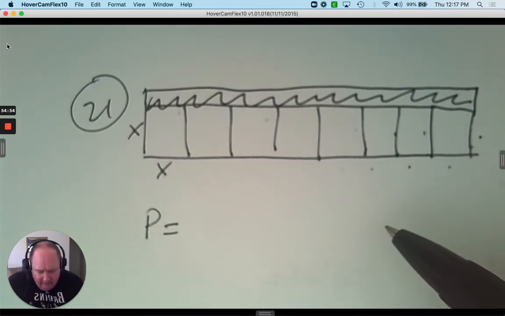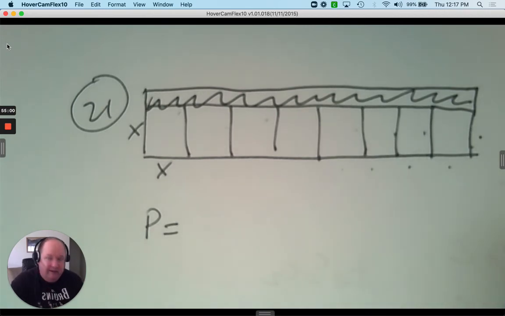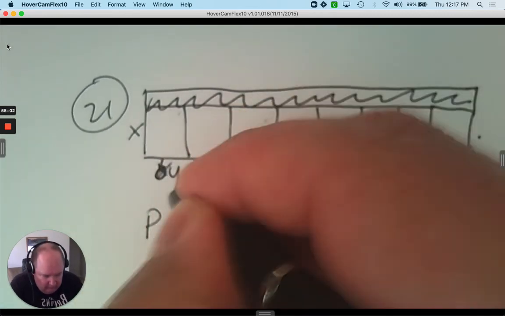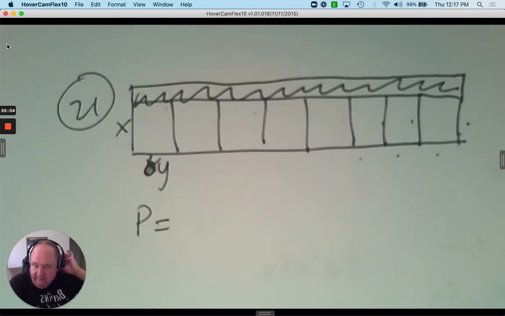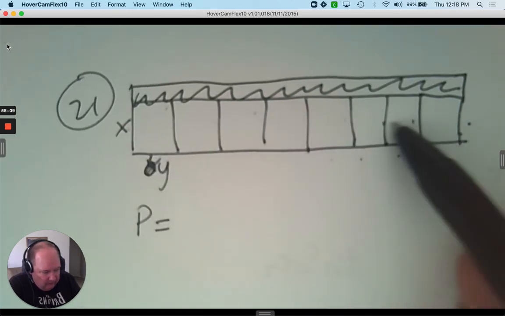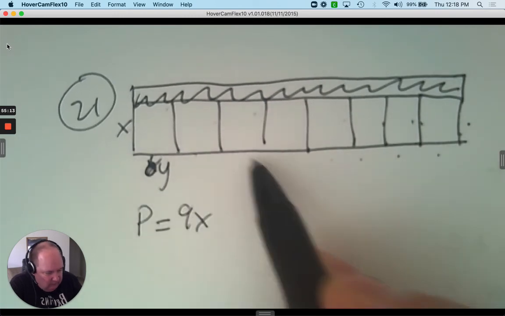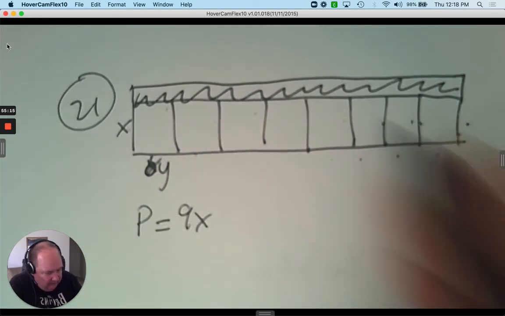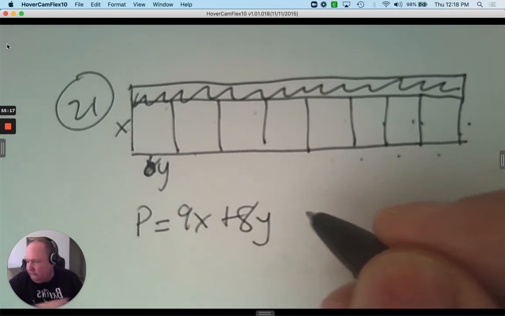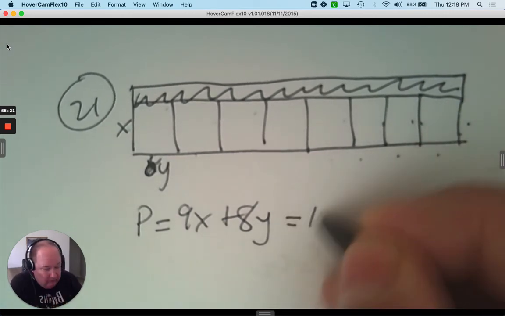Oh, they have x and y. Oh, they're rectangles, so they're not squares. So that's a y. So if I think of how many x's there are: 1, 2, 3, 4, 5, 6, 7, 8, 9 x's. And 1, 2, 3, 4, 5, 6, 7, 8 y's. So 9x and 8y would describe the perimeter, and we know the perimeter is 144.